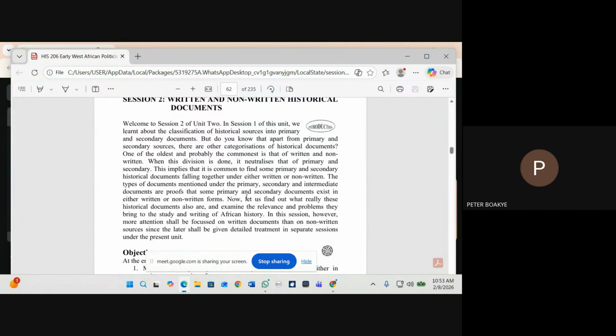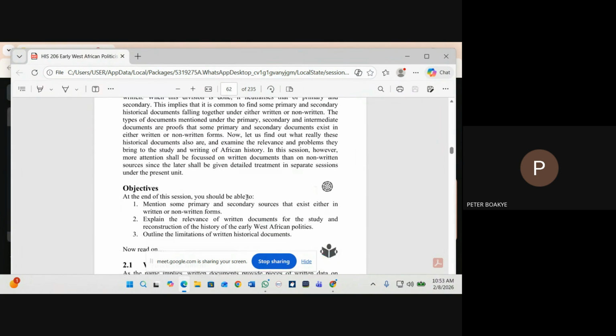Welcome to session 2 of unit 2. In session 1, we introduced you to the types or classification of historical sources. Here, we are going to introduce you to written and non-written sources. That is very important. The types of documents mentioned under the primary, secondary, and intermediate documents are proof that some primary and secondary sources exist in either written or non-written form, which we are going to expose you to.